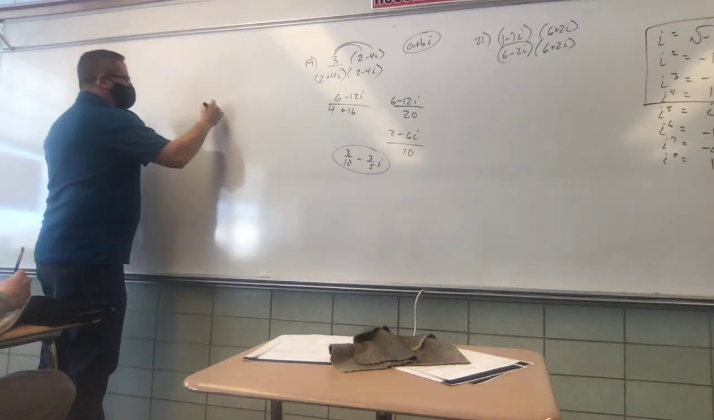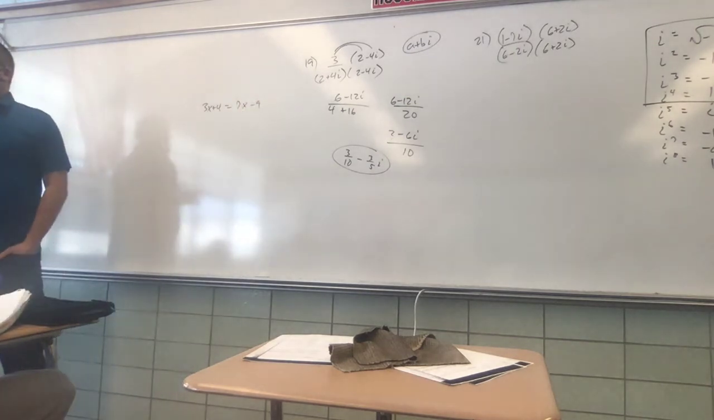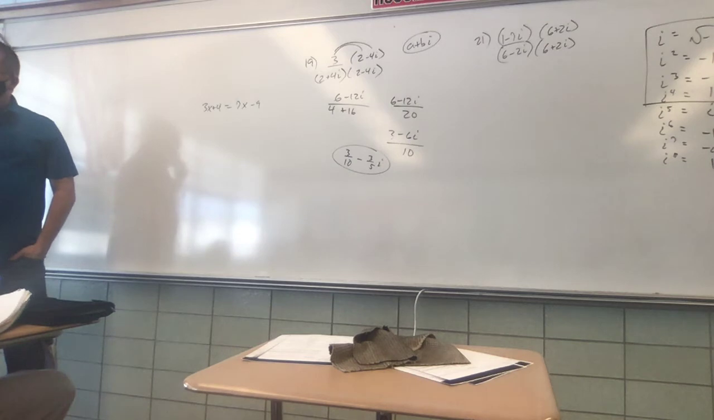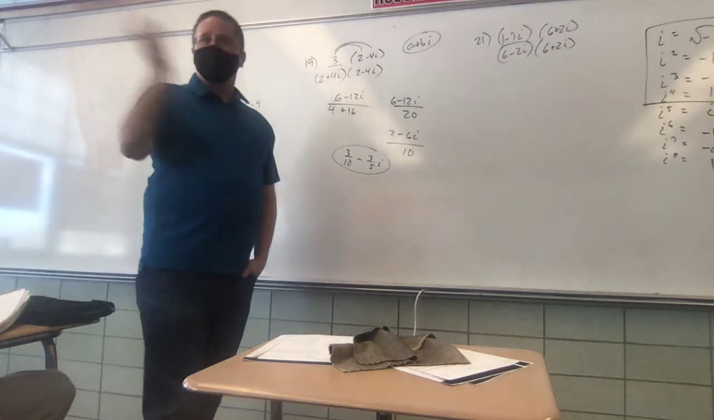If I give you 3x plus 4 equals 7x minus 9, can I times each side by 5 if I wanted to? Can I times each side by whatever number I want? There's one number you're not allowed to times by. Why? Because then everything goes away. If that was allowed, algebra would be so easy. Every problem would say 0 equals 0. Times everything by 0, done.